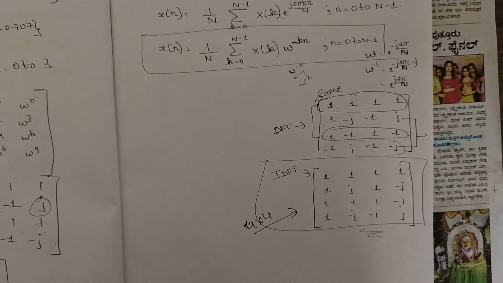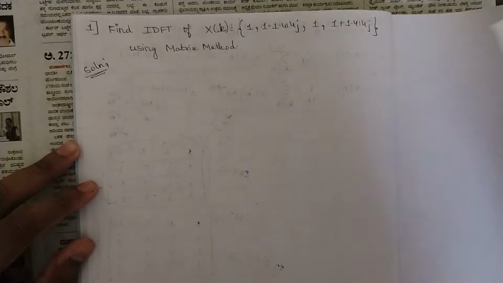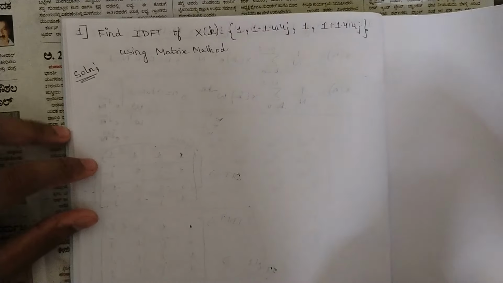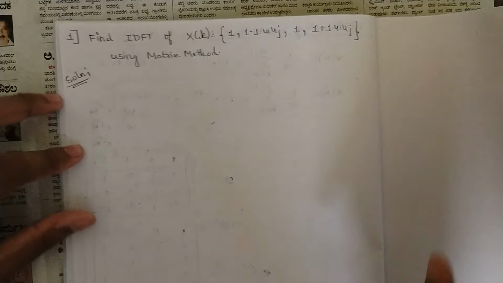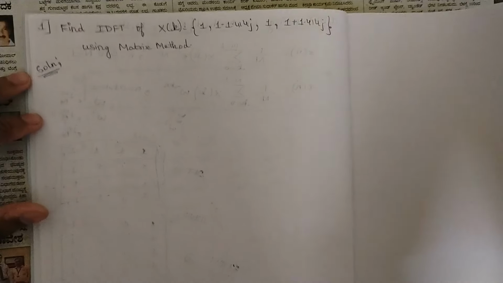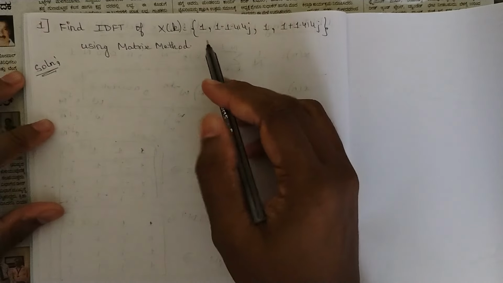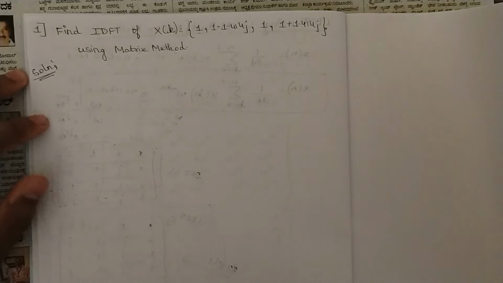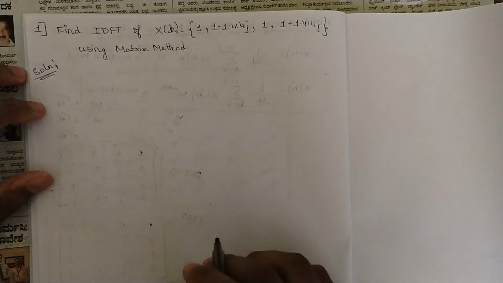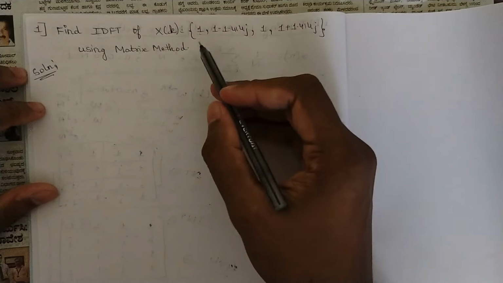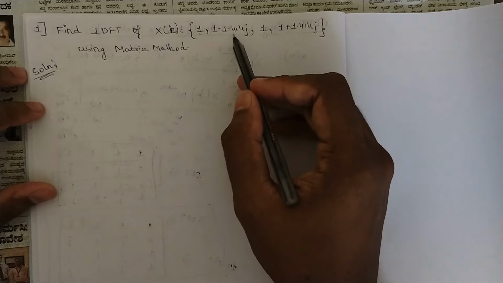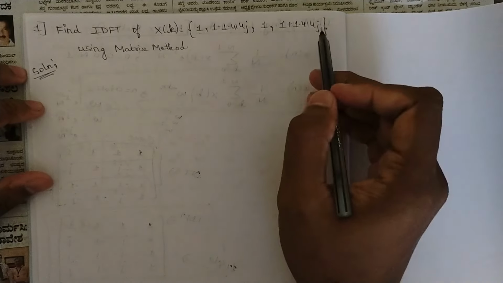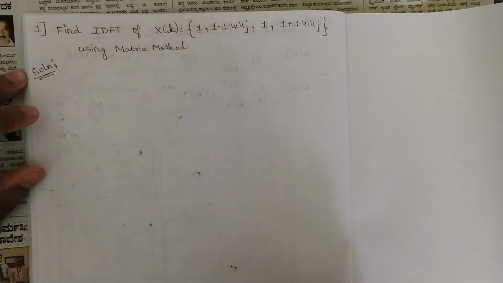Okay, so let's get to the first problem. This is the first question here. Find the IDFT of X of k. The sequence they have given is a 4-point sequence here: 1, 2, 3, 4. So we can directly substitute the 4 cross 4 matrix which I have discussed just now. The 4 points are 1, 1 minus 1.414j, 1, 1 plus 1.414j, using the matrix method.